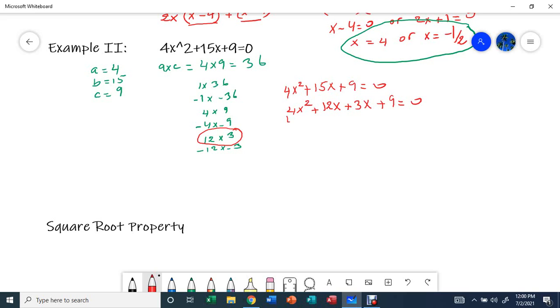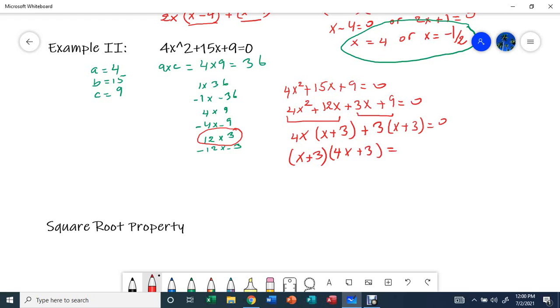Now factor the first two terms. So 4x is a common factor. So I get x plus 3, plus, so factor the second two terms. So 3 is a common factor, x plus 3. And now you can see x plus 3 is a common factor, a new common factor. So x plus 3 times 4x plus 3 equals 0.